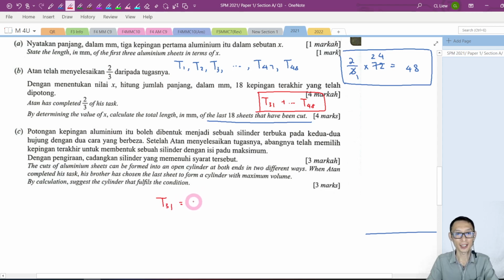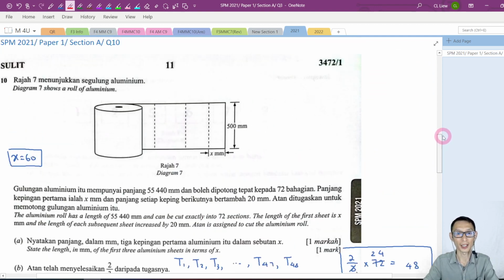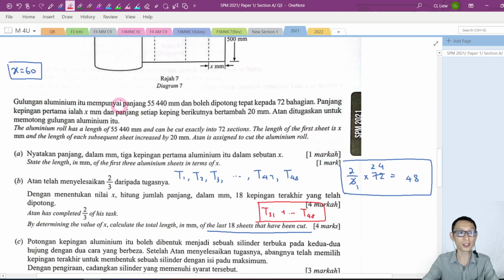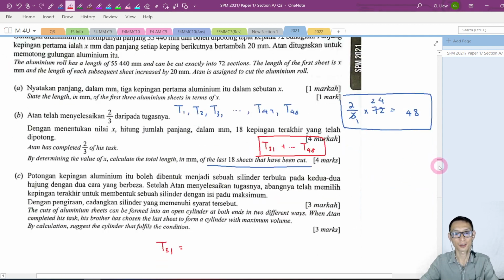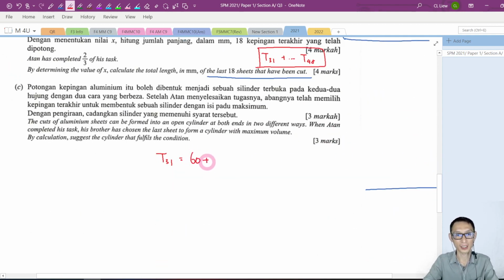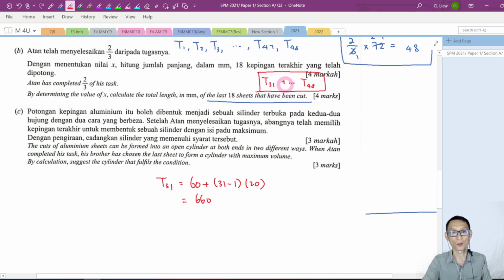The formula is a plus n minus 1 d. a is 60, plus n minus 1 d, d is 20. Okay, just press your calculator. This is 60 plus 30 times 20. Okay, the answer is 660. So this one is 660.